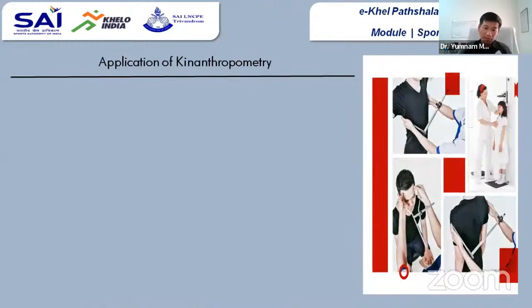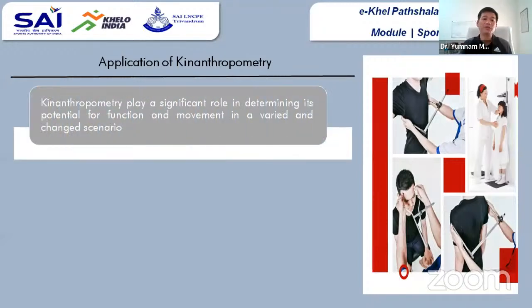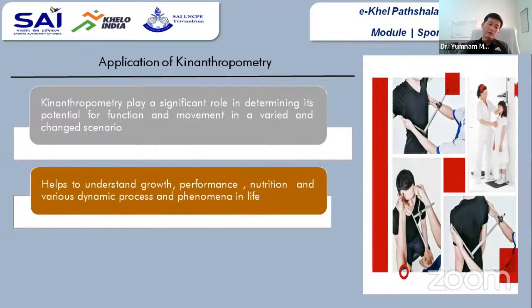Now let's see the application of kinanthropometry in sports. Kinanthropometry plays a significant role in determining the potential for function and movement in a varied and changing scenario. It is one of the subjects that relates structure, movement, and function. Through this study, it helps to understand growth patterns, performance, nutrition, and various dynamic processes and phenomena in life.